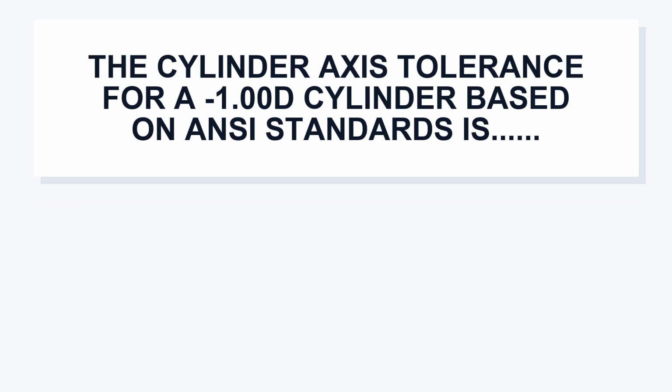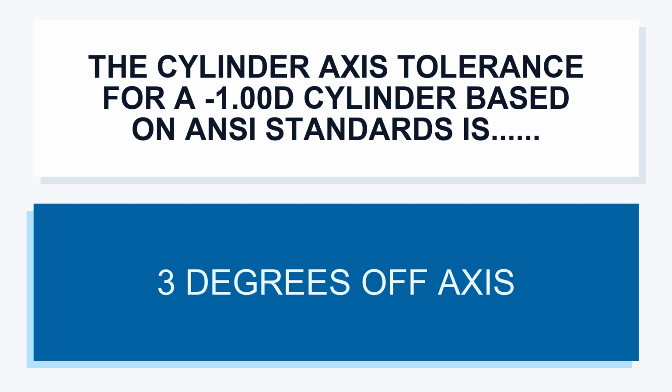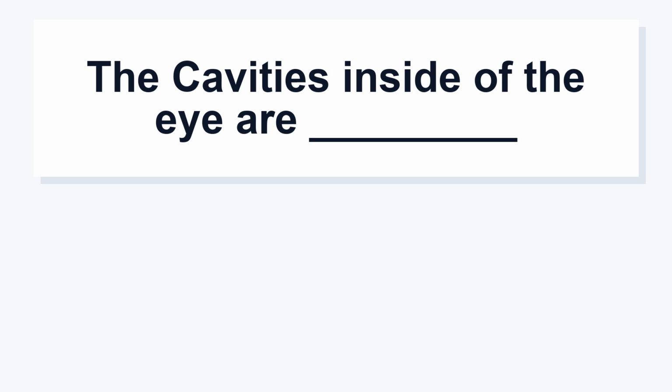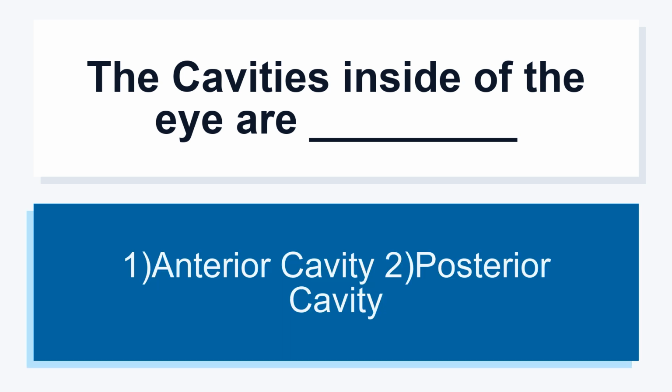The cylinder axis tolerance for a -1.00 D cylinder based on ANSI standards is 3 degrees off axis. The cavities inside of the eye are: 1. Anterior cavity. 2. Posterior cavity.